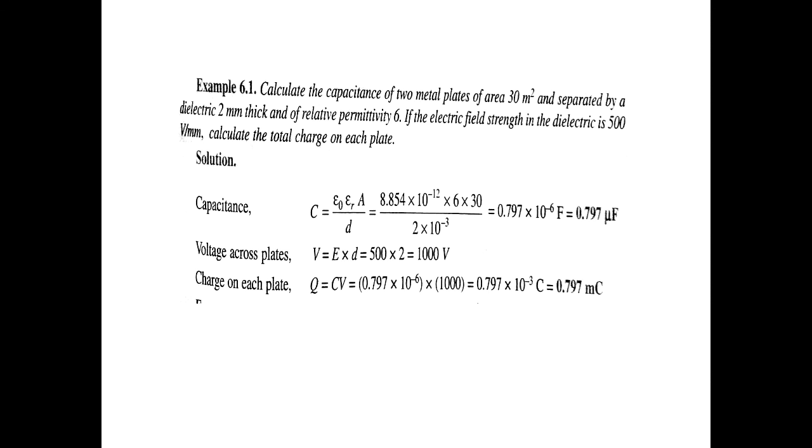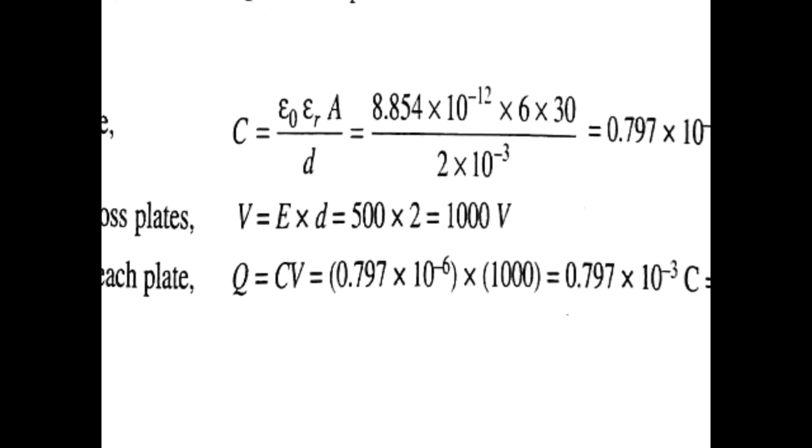That is the bit. Capacitance value C equals epsilon naught epsilon r A by d. Epsilon naught is 8.854 times 10 to the power minus 12, epsilon r is 6, A is 30, and d, the thickness of the insulator, is 2 times 10 to the power of minus 3 meters, and we get its value.